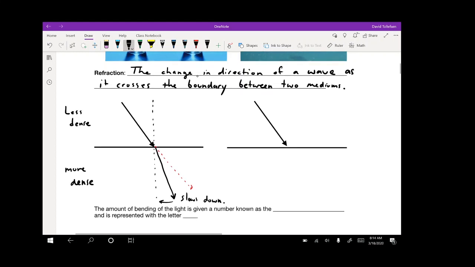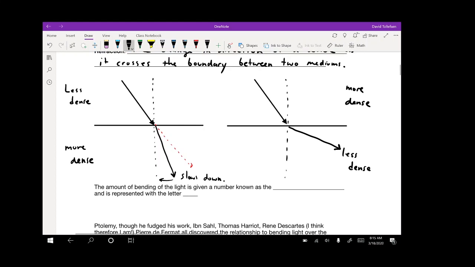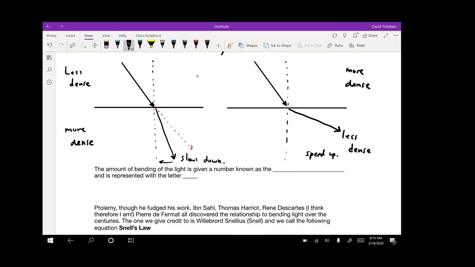Similarly, if we go from a more dense, so say we're going from water, more dense to less dense, then it's going to speed up, and it's going to speed up away from the normal, and so bend closer to the surface of the medium as it goes through. So these two situations can happen, and you just gotta remember, if it's less dense to more dense, it's bending in. If it's more dense to less dense, it's bending out as it's speeding up.